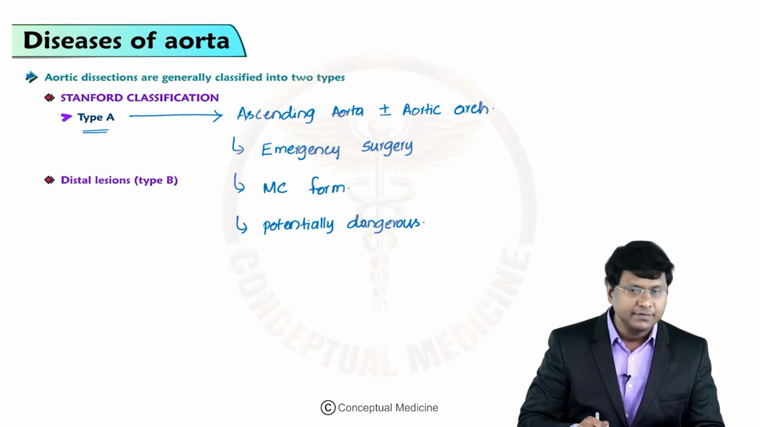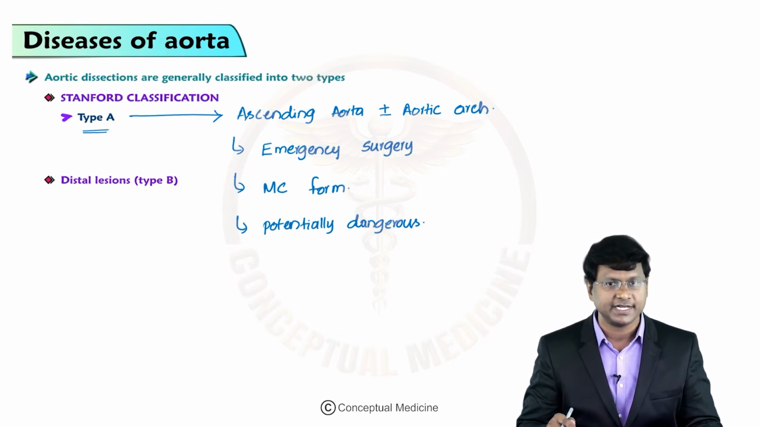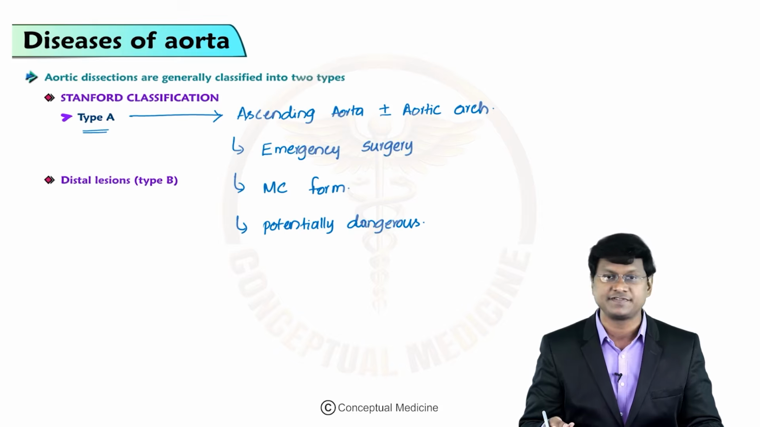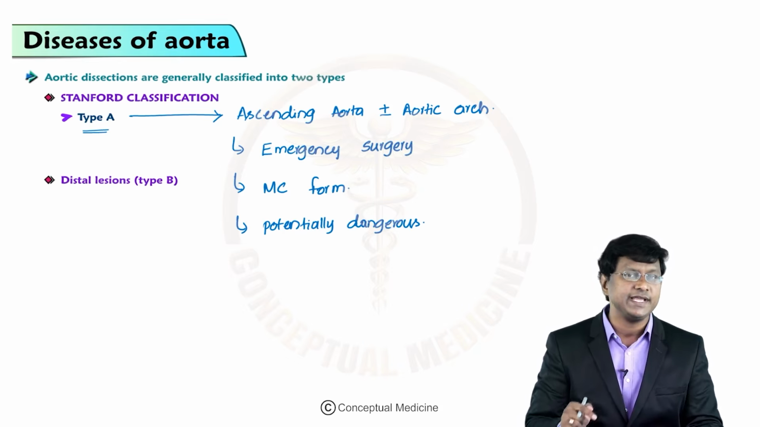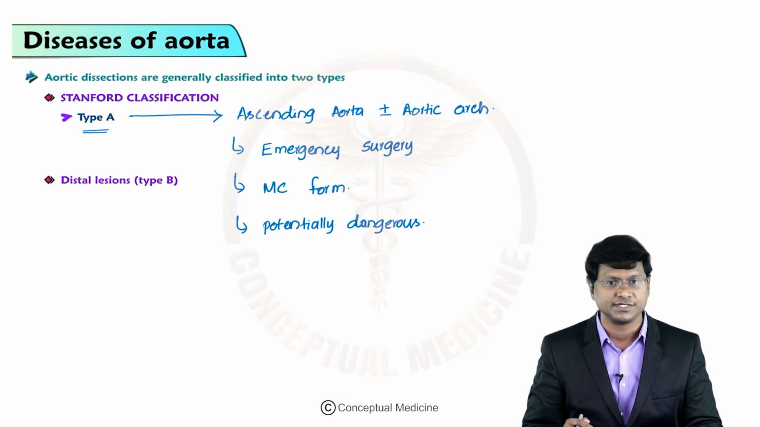When it is involving the ascending aorta as well as the aortic arch, there can be dissection into the coronary arteries, into the right brachiocephalic trunk, into the common carotid artery, and into the left subclavian artery. So the vital organs get affected. That is the reason why this requires an emergency surgery.